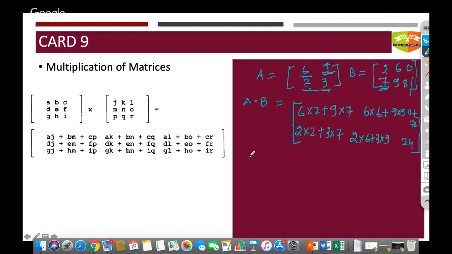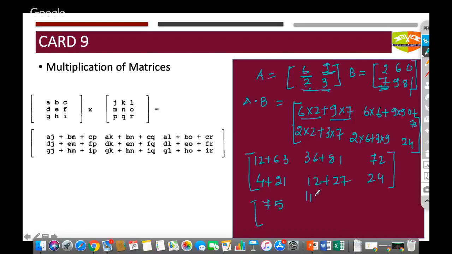So this is nothing but 6 into 2, 12, plus 9 into 7, 63. So 12 plus 63 here. I have 36 plus 81 here, and I have 72 here. Then I have 4 plus 21 here. I have 12 plus 27 here, and I have 24 here. So it gives me 75 here. It also gives me 117 here. This becomes 72. This becomes 25. This becomes 39, and this becomes 24.